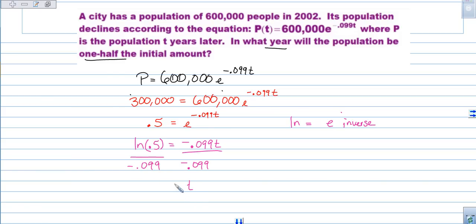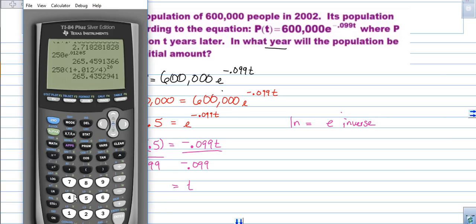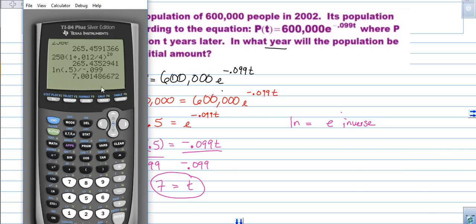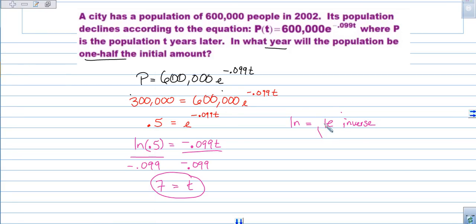And t will equal, pull the calculator up, ln of 0.5 divided by negative 0.099 equals, and then you get 7. So t equals 7. I'll pull that back up so you can see what I did. This one's actually easier than the log because you don't have to worry about change of base or anything like that, because it's always to the base e. You will use natural logs more in pre-calc and calculus. It comes into play quite a bit in those two classes.